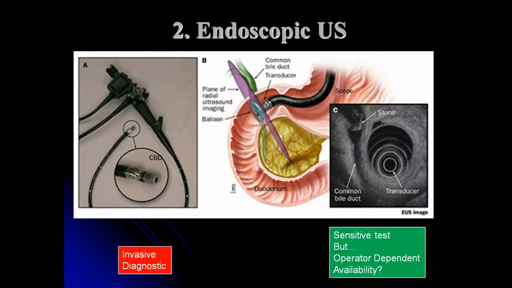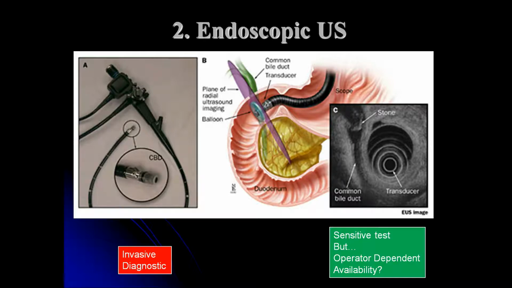Next slide. So the best investigation, of course, is the endoscopic ultrasound, but it is invasive, it is only diagnostic, it is highly operator dependent, and available only in a few centers. Here the ultrasound is at the very end of the endoscope, so it is very sensitive and is able to see each and every layer of the bowel, and also it can accurately locate the bile duct and pancreatic duct, and any sludge or even microlithiasis one is able to appreciate.